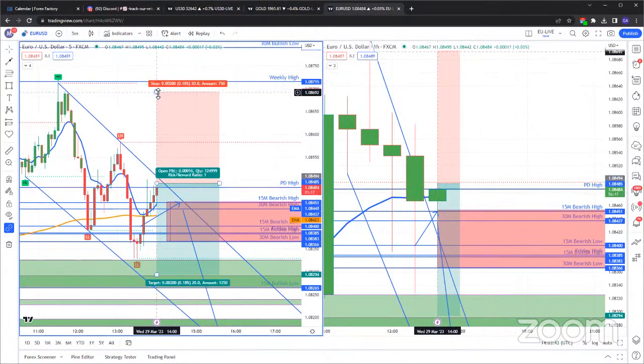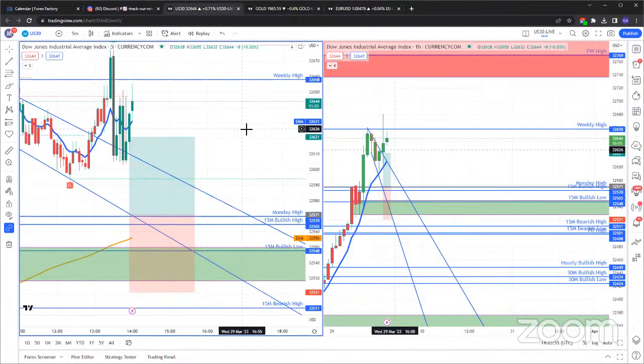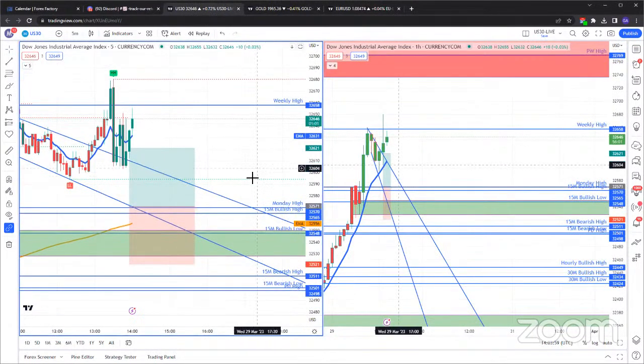I would feel better for the stop loss to be above here. So maybe here the stop loss should be 25 pips, but for me, I'll leave it where it is right now. So currently in an EU sell, US 30 is not really moving.